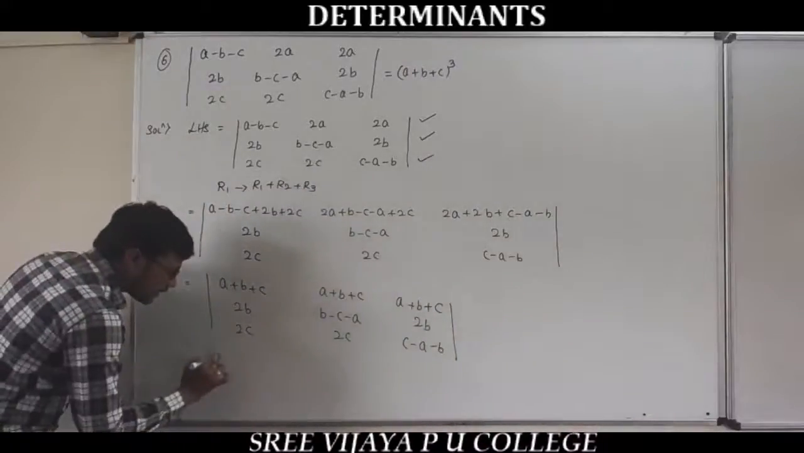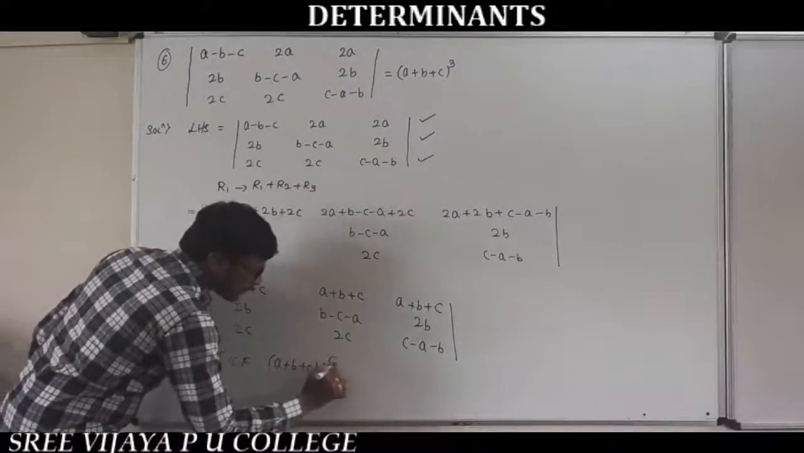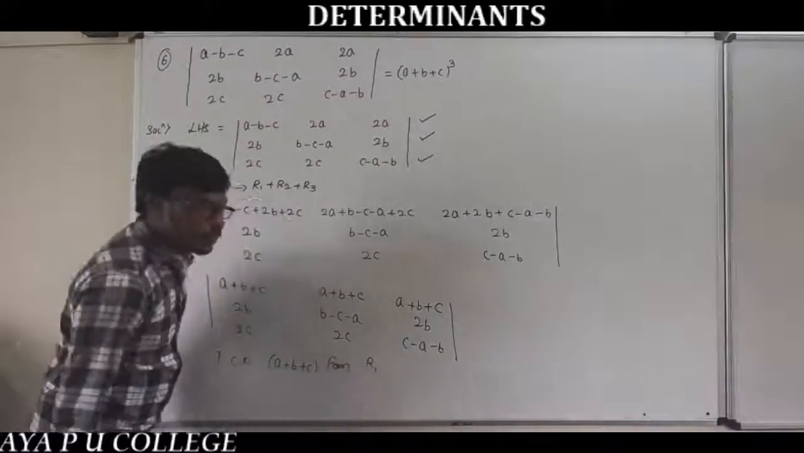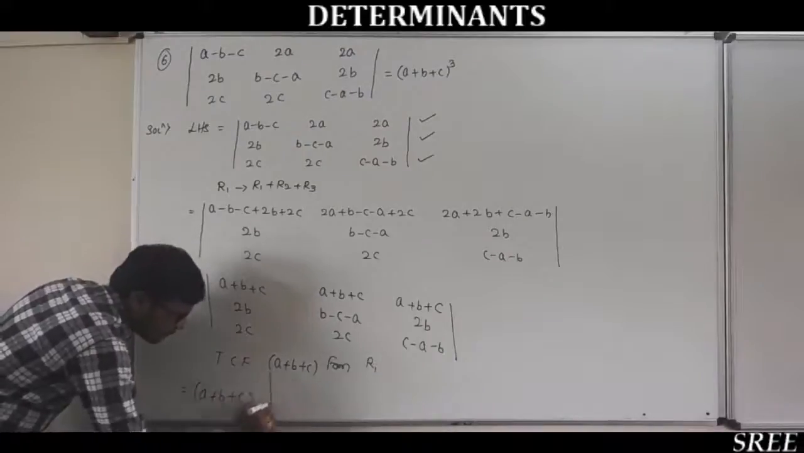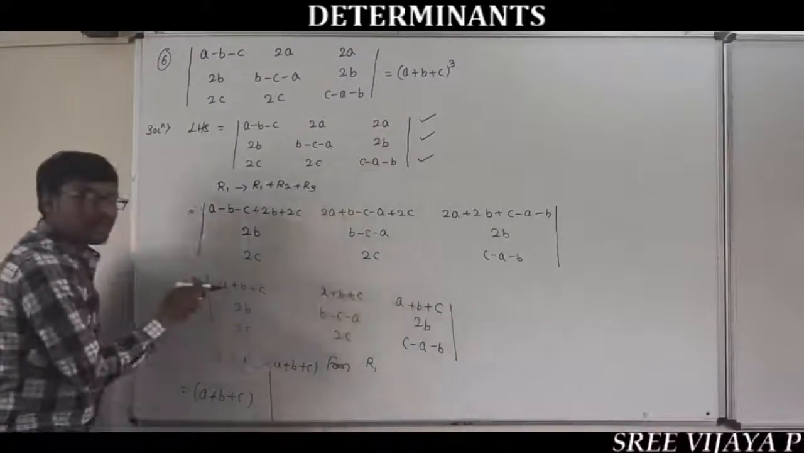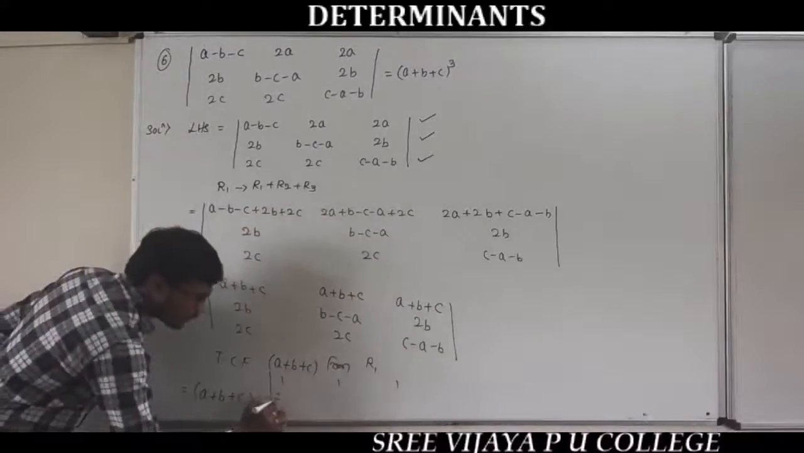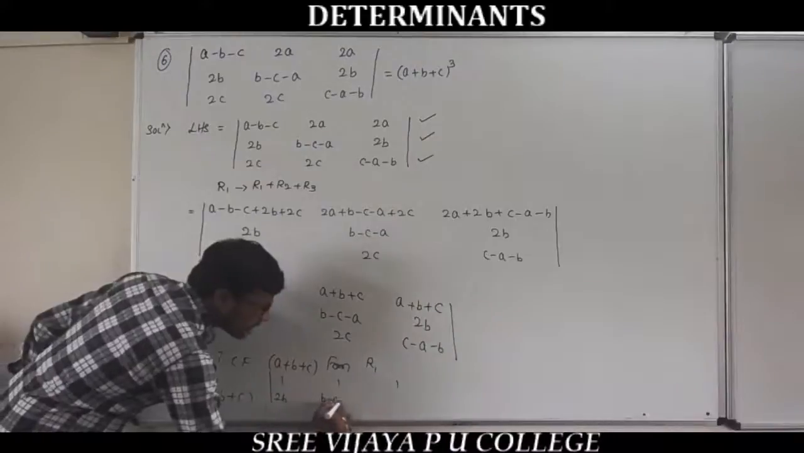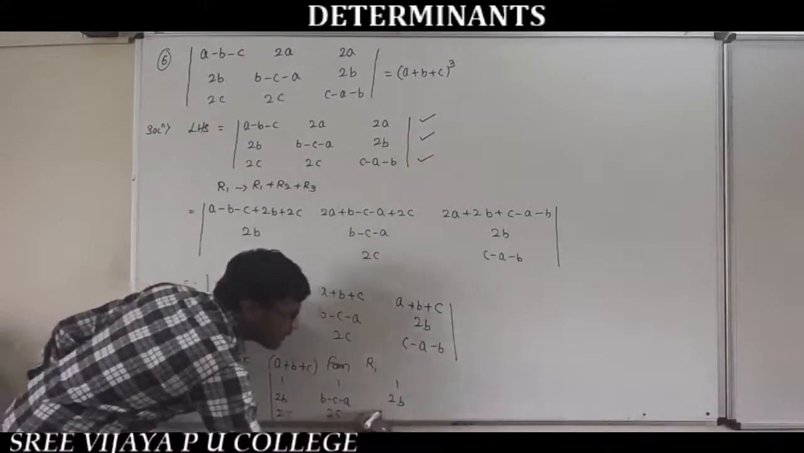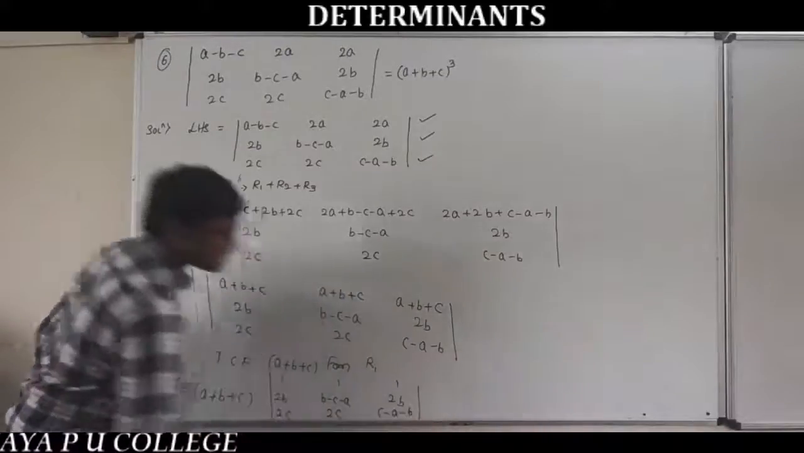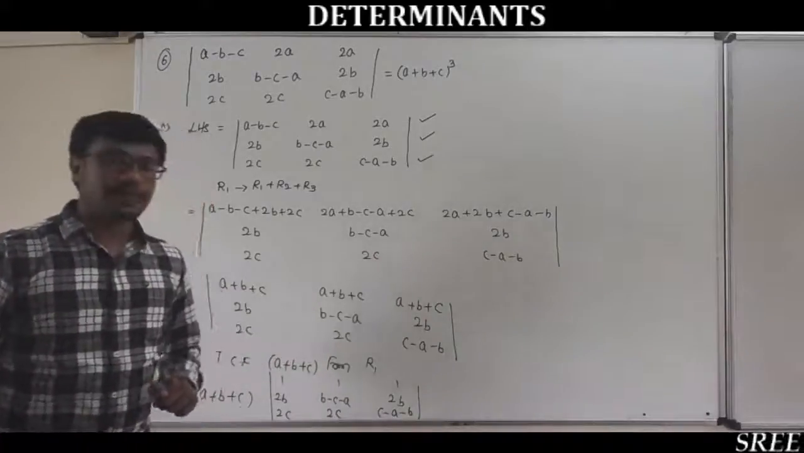So what can we take on? Taking common factor A plus B plus C from R1. From the first row, you took A plus B plus C as a common. So what is remaining in the first row? You took all as a common factor, so 1, 1, 1. Next, the second row: 2B, B minus C minus A, 2B. Next, 2C, 2C, C minus A minus B. So this is the remaining after taking A plus B plus C as a common from R1.